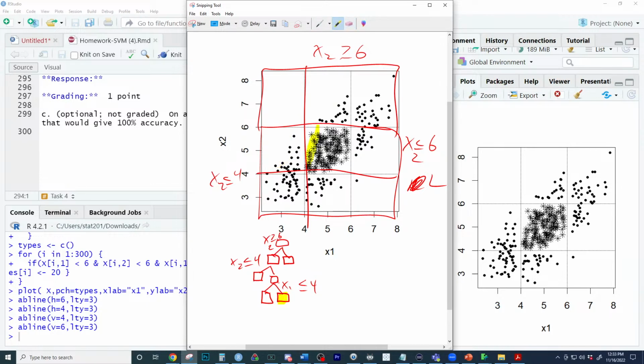And we just need to split this one more time to say x1 is less than or equal to 6. And this is where all the stars are. So that'd be stars down here. Stars 100%. Your stars right there. Does that make sense, Ella?